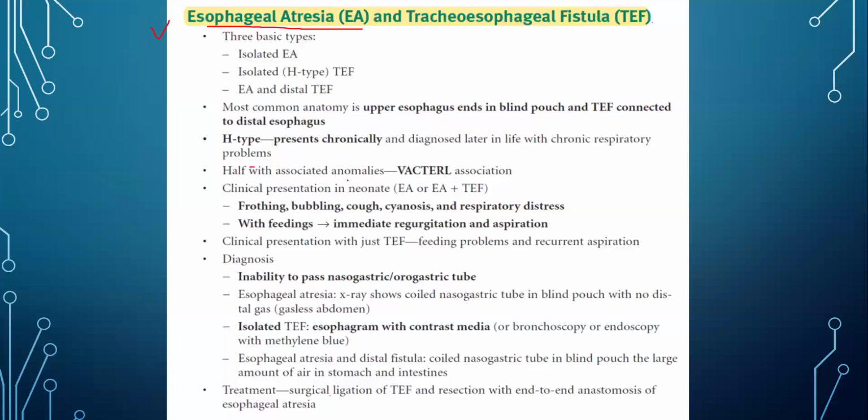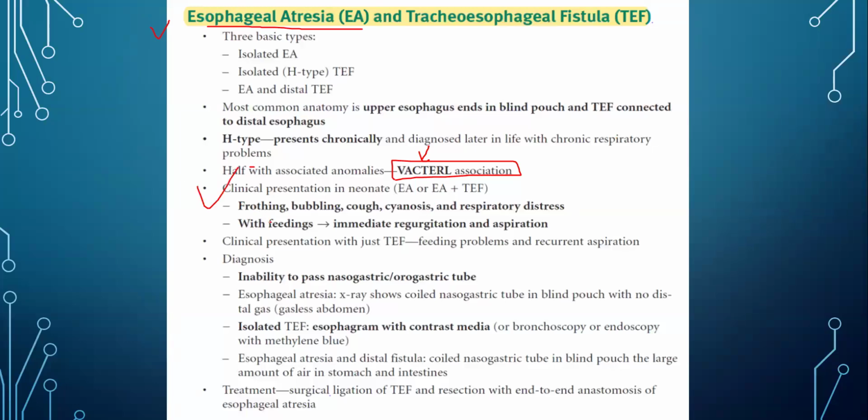Sometimes this condition can be associated with a condition called VACTERL. You don't need to know what VACTERL is, just remember the name. VACTERL includes a lot of other organ anomalies. This kind of condition is not uncommon in a Down syndrome child. So Down syndrome is one of the risk factors for this kind of complication.